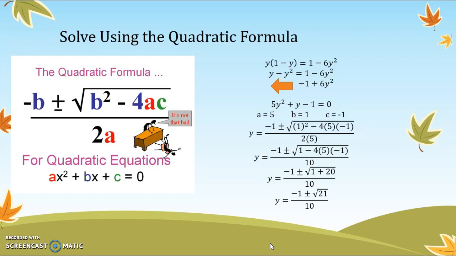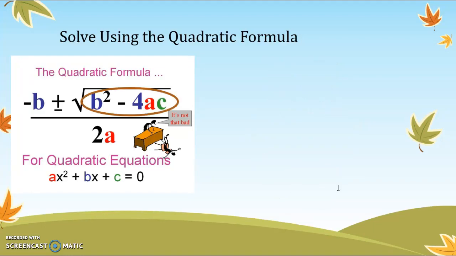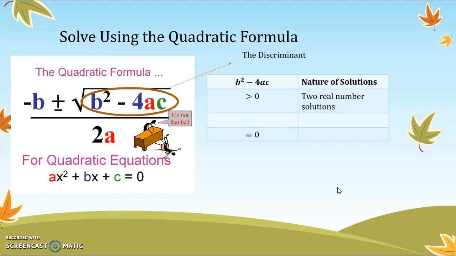You probably noticed something unique inside the radical. So inside here will tell us if we're going to have real numbers or perhaps complex answers. So there's a special thing underneath the radical, this b squared minus 4ac. This part is unique because it's called the discriminant. The discriminant can tell us a few things. It can tell us, for example, what type of solution we will end up with.